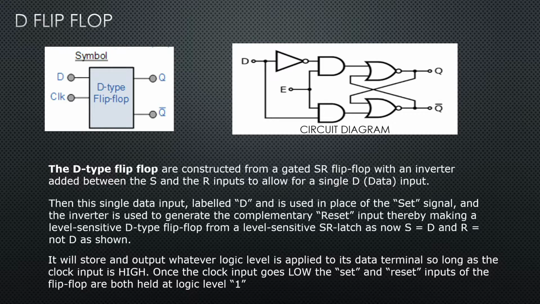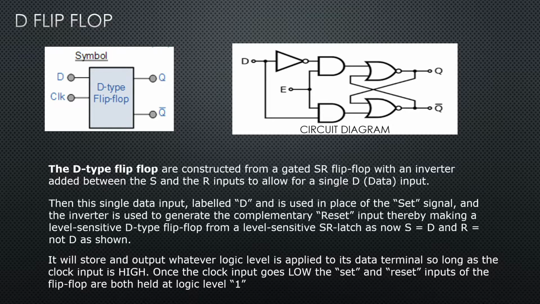D flip-flop. The D flip-flop is constructed from a gated SR flip-flop with an inverter added between the S and R inputs to allow for a single data input. The single data input is labeled D and is used in place of the set signal, and the inverter is used to generate the complementary reset input, thereby making a level sensitive D type flip-flop from a level sensitive SR latch, as now S is equal to D and R is not equal to D, as shown.